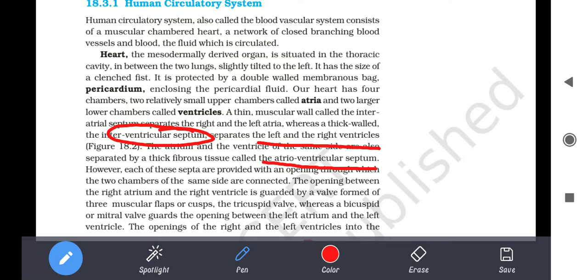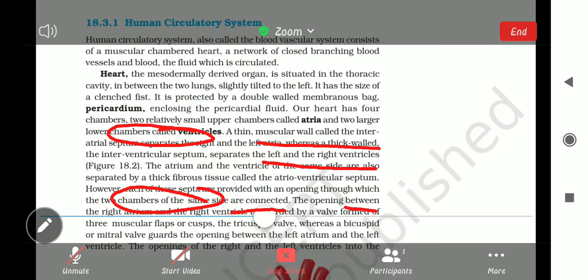Okay, we also have valves in our heart, with flaps or cusps. The valve which has three muscular flaps or cusps is called the tricuspid valve, and the valve which has two muscular flaps or cusps is called the bicuspid valve. So we have two valves, and we have another opening which is called the semilunar valve.